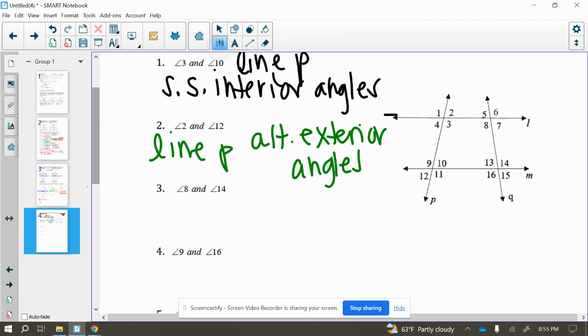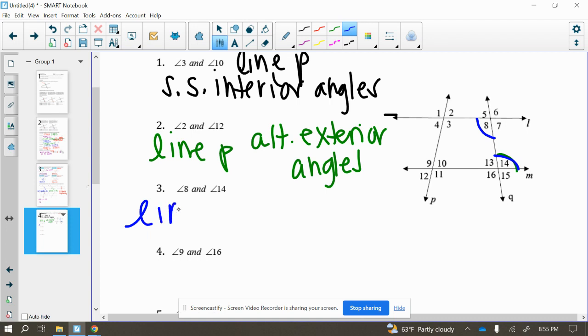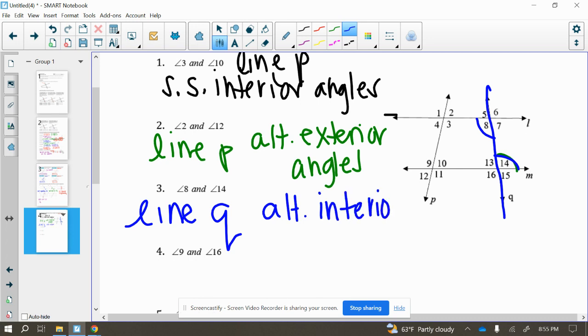Next, we have angles 8 and 14. We have angle 14 here, angle 8 here. This time we are switching up our transversal. This time our line Q is going to be our transversal. This is an example of alternate interior angles because these are on opposite sides of our transversal, but in between the two potentially parallel lines.